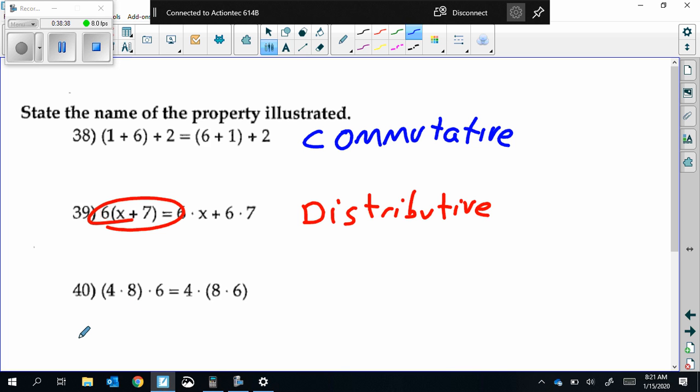The last one is associative, and that's when you group things differently. Who you associate with, your associates, your friends, your group. So here this regroups with parentheses. The same 3 numbers in the same order. So it's not commutative. Same 3 numbers, same order. But instead of grouping, first time we grouped 4 and 8 together, the next time we grouped the 8 and the 6 together. That is the associative.